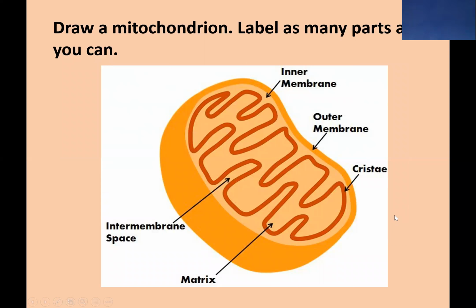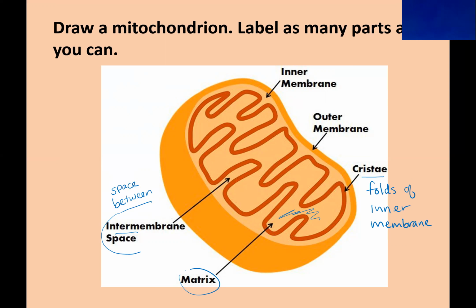Hopefully you drew your mitochondria. You remembered that it had an inner and outer membrane. You might have labeled the folds of the inner membrane as cristae. The matrix is that space inside the cristae, or inside the inner membrane. And then the intermembrane space, the space between the two membranes, is going to be important for generation of our hydrogen ion gradient.